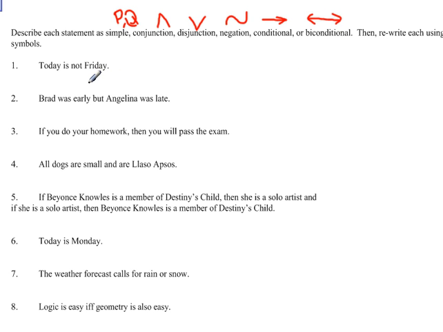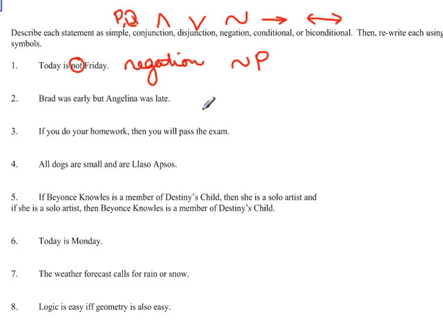So the first thing we want to do is look for key words. In this first statement it says today is not Friday. That not is a key word for a negation. So this is a negation. And we would write that by saying not the statement. And we'll just refer to the statement as P. So that's not P.